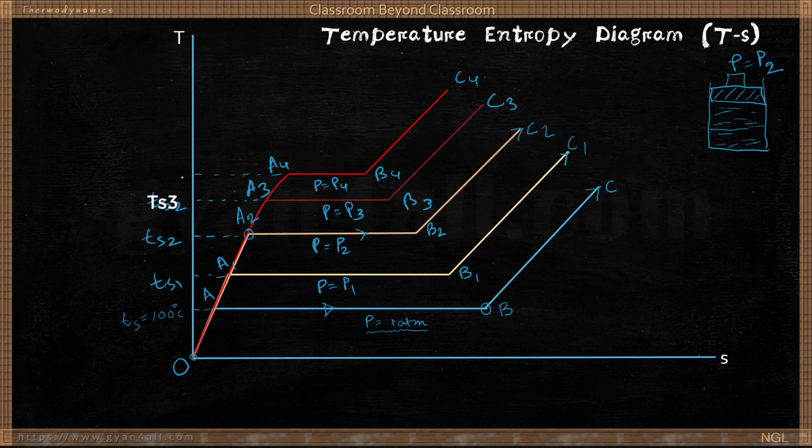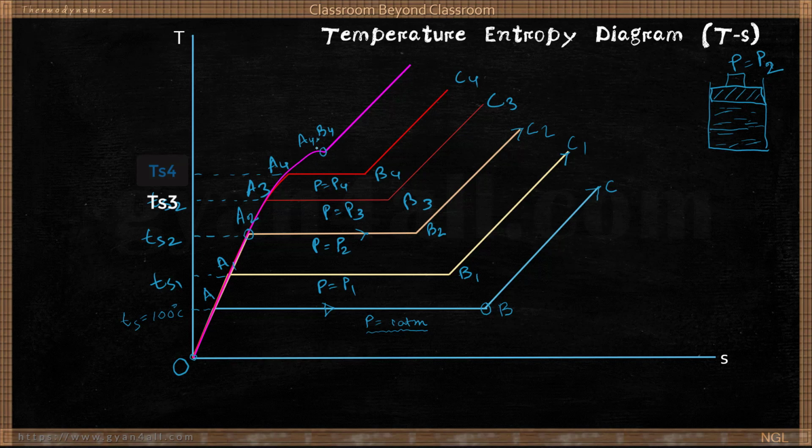The saturation temperature is higher. The A points are the boiling point of water, and this temperature, the boiling point of water, we call the saturation temperature of water. Now we can increase the pressure even more. In this case, you can observe that A4 and B4 are the same point.